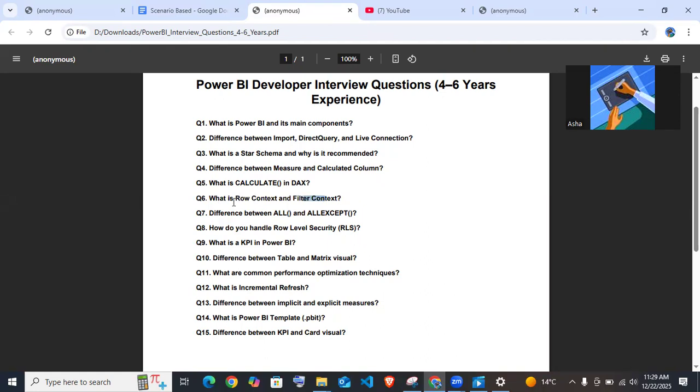And row context is something that I'm creating, calculated anything that I'm creating use of the calculate function or I'm using an iterator function like sum x, average x. So those functions are considered a row context because this is counting anything row by row. So you can answer like that.